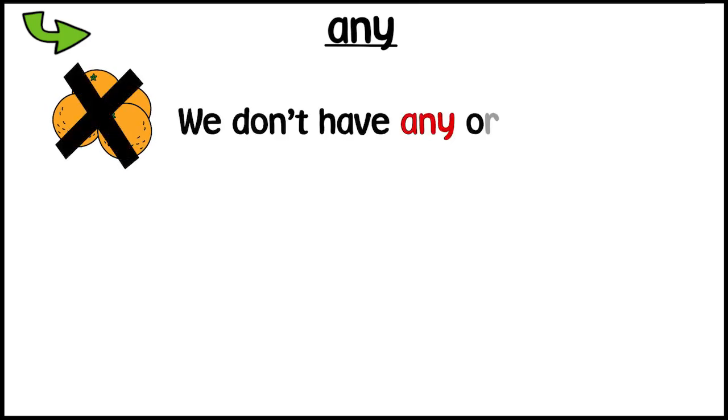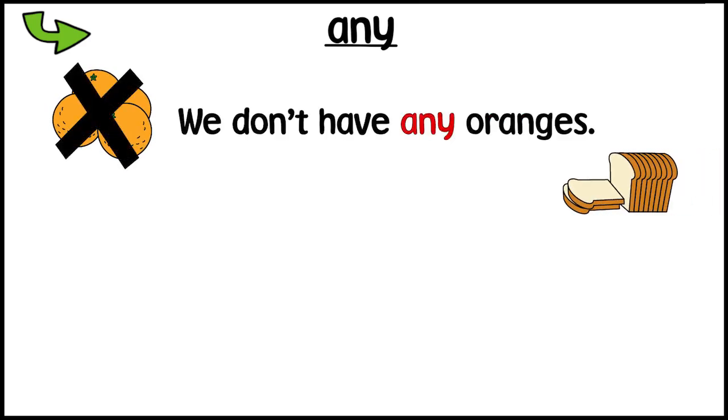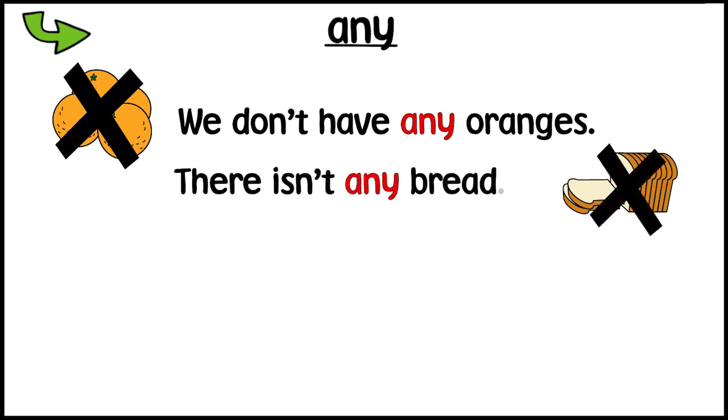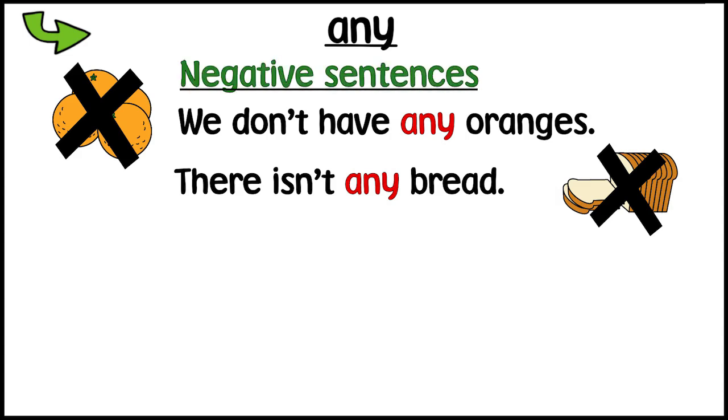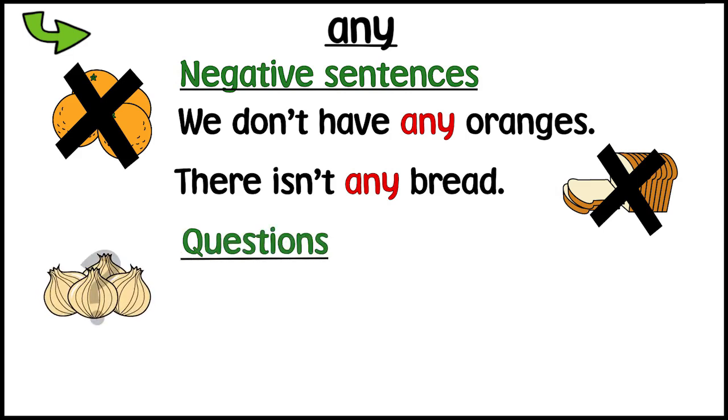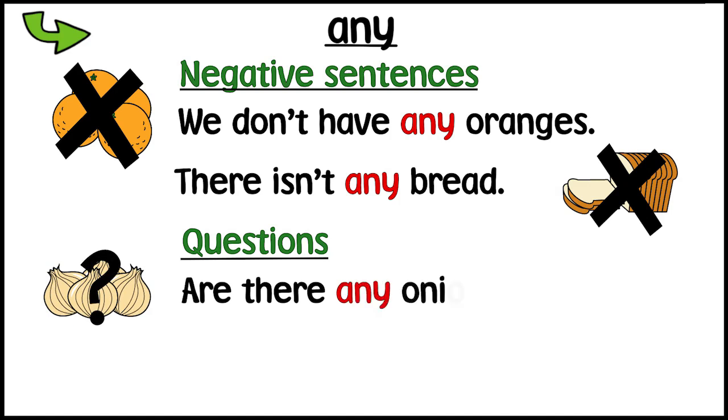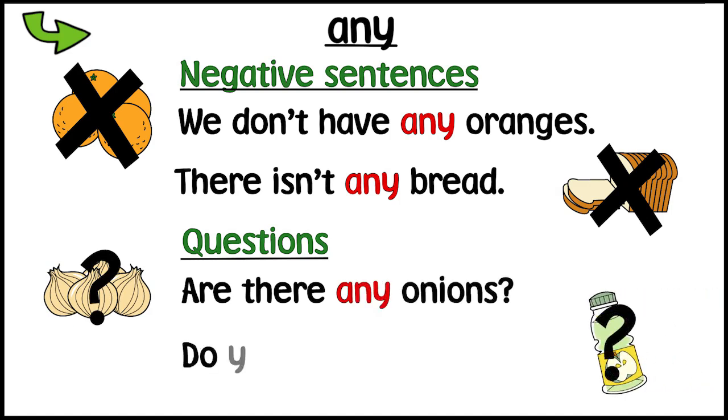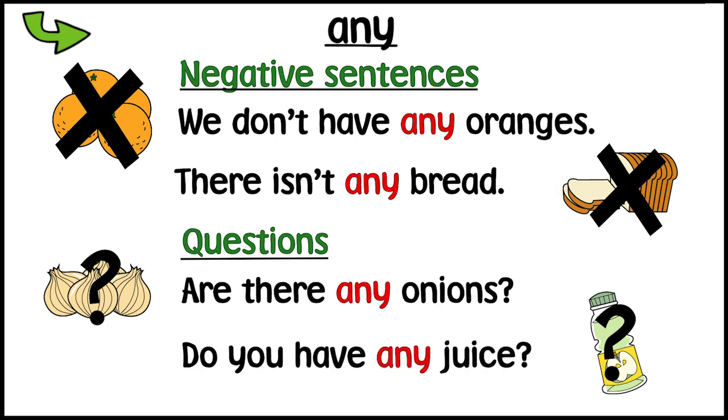We don't have any oranges. There isn't any bread. We use any with plural countable nouns and uncountable nouns in negative sentences and questions. Are there any onions? Do you have any juice?